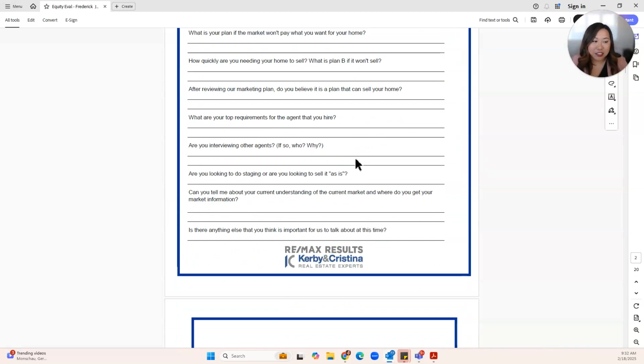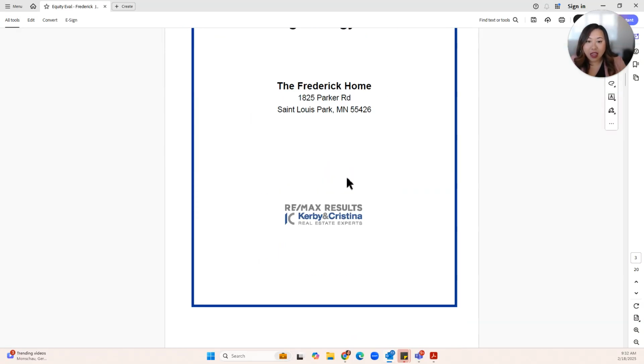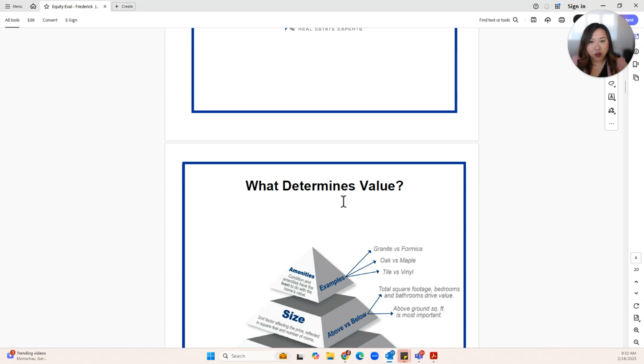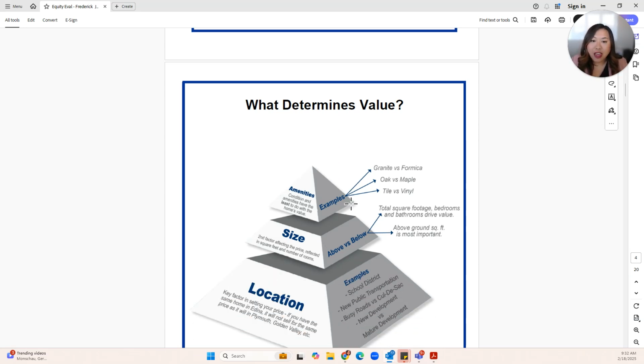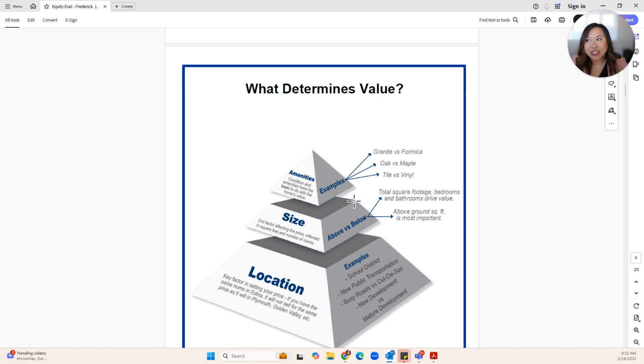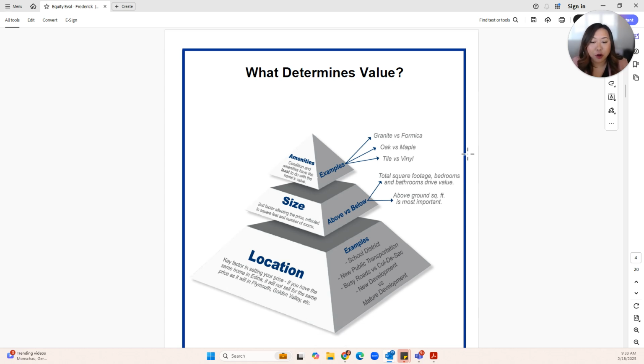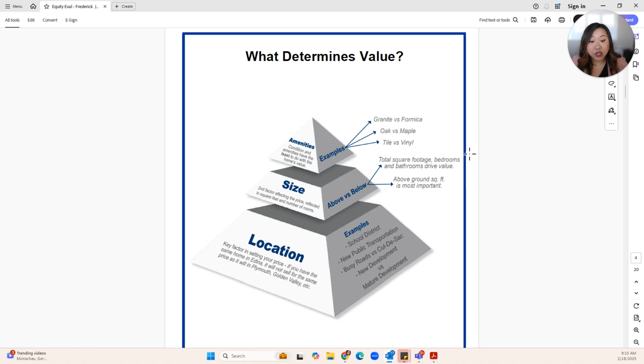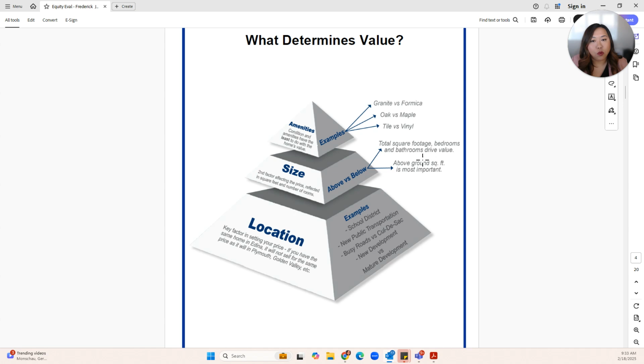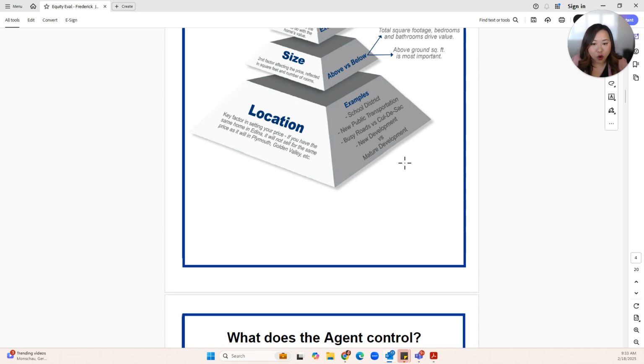Now, the next piece is jumping into the pricing guide. What this does is help our clients understand what determines value when we're looking at a home. Oftentimes your clients might want to say, well, it's those brand new countertops I put in, or it's the fancy marble flooring that they may have added to their bathroom. But what we really want to help them focus on is that location matters most, then the size of your home, and then lastly, the amenities. So just helping them understand what really is going into the value of their home.